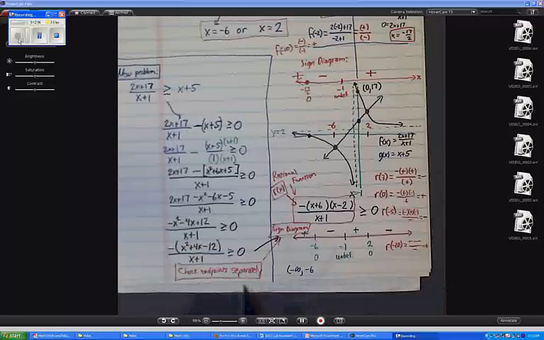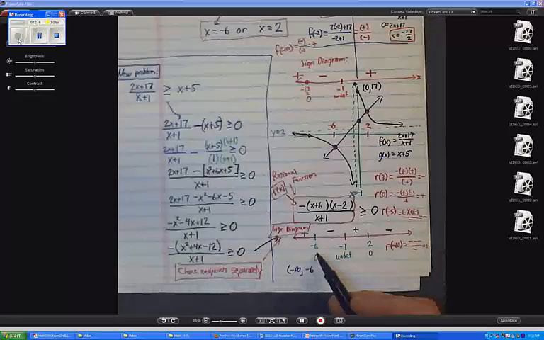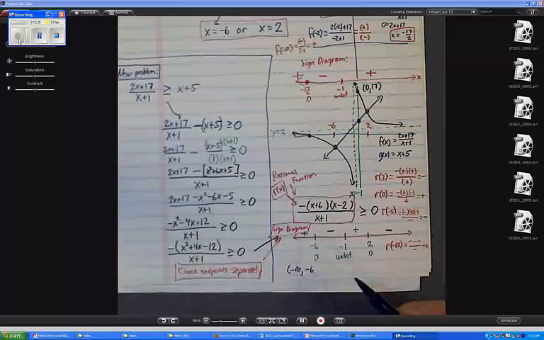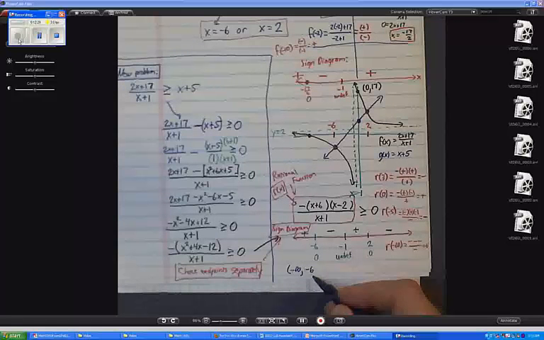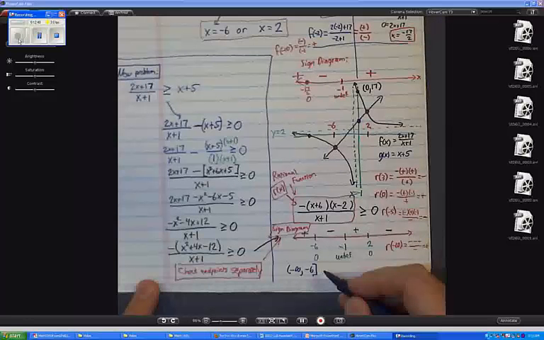But the reason I say check the endpoints separately is the sign diagram doesn't tell you if -6 works or not. I already know, though, r of -6 is what? 0. Are you guys with me on that? So if r of negative 6 is 0, do I want to include negative 6 as a solution? Sure. Okay. Is there anything else I should include? Union. And what do I want to do next?